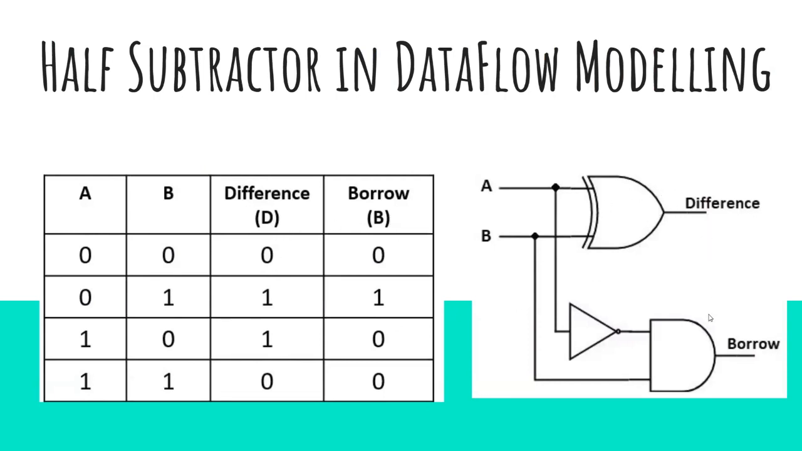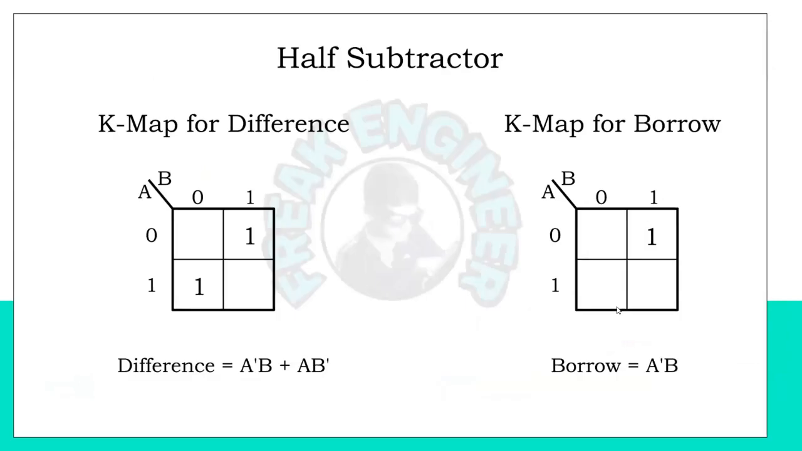This is the circuit diagram of the half subtractor. To get the equation of the half subtractor, we have to implement a K-map, and we get the equations: difference equals A XOR B, and borrow equals not A and B. So now we will implement this on Xilinx ISE.